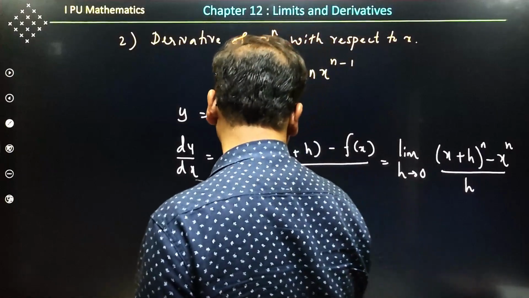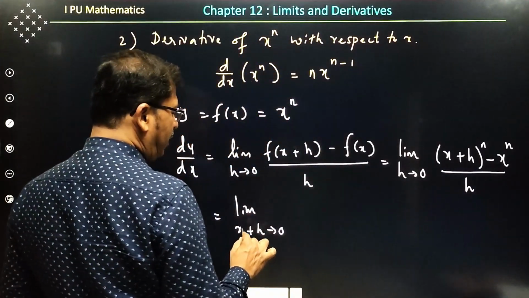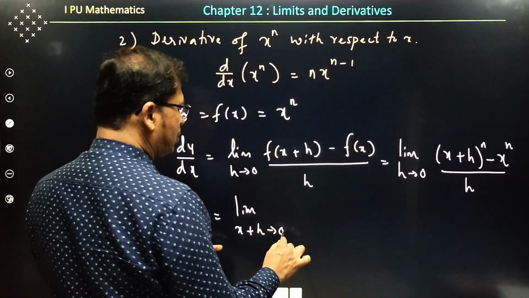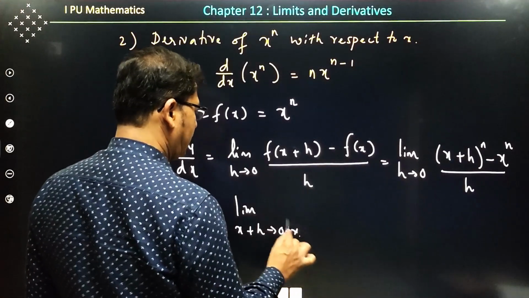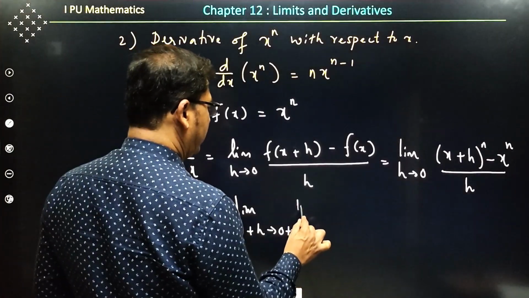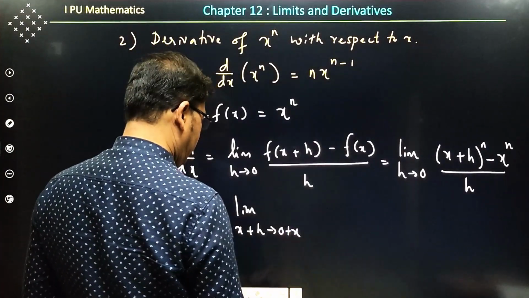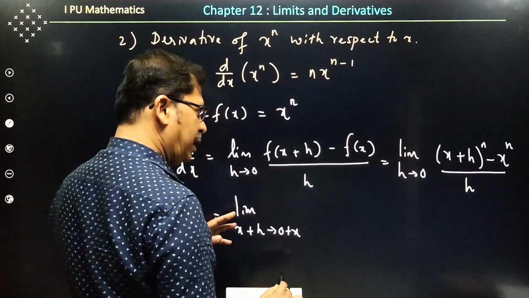x I have added now. h tends to 0 is there. Extra factor what I have added? x I have added on the left side. So 0 plus x. Yes, x I have added. So 0 plus x, right? Limit is already written. See, somewhat tricky. Try to understand.